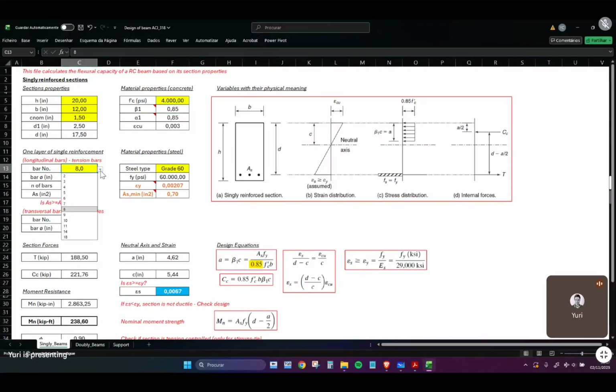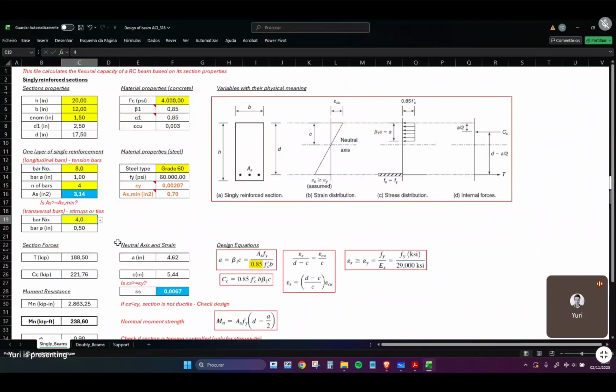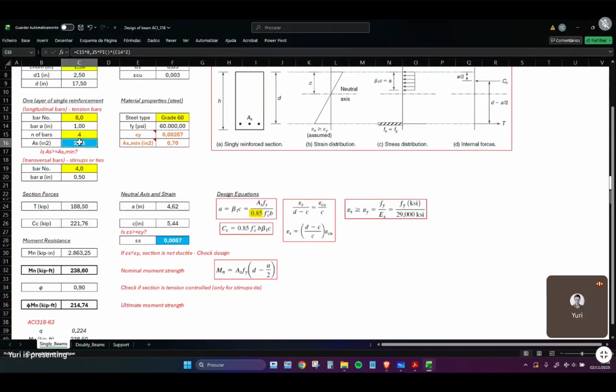The number of bars goes all the way from 2 to 18 in US units. So let's see what this Excel spreadsheet gives us. Here it also calculates the d based on the transversal reinforcements. We're going to talk about this soon. You can ignore this and just change here if you like. Again, it calculates the area of reinforcement, 3.14, and the yielding strength, which is around that number that we calculated.